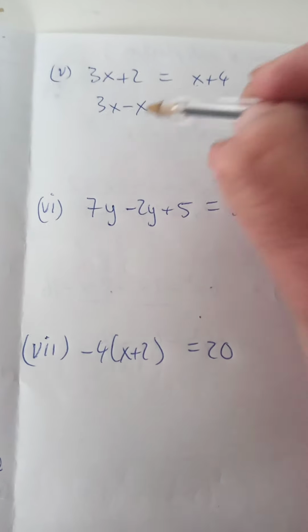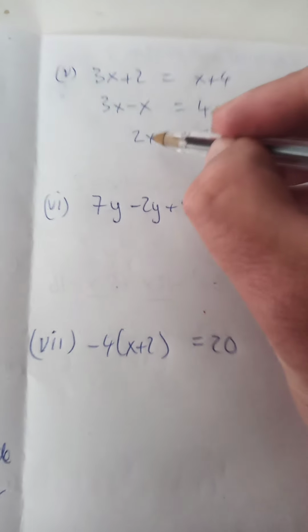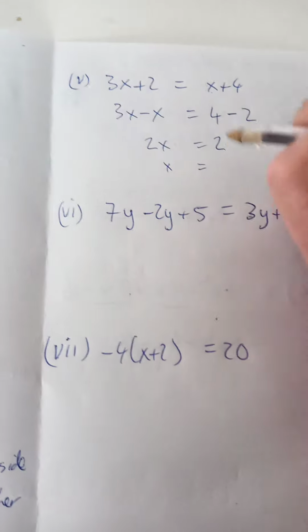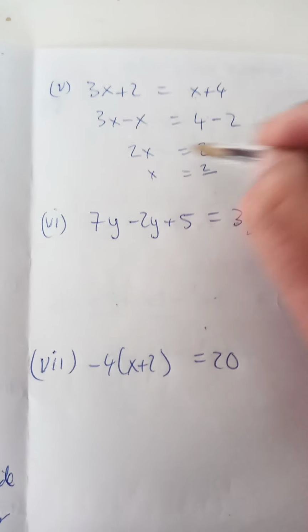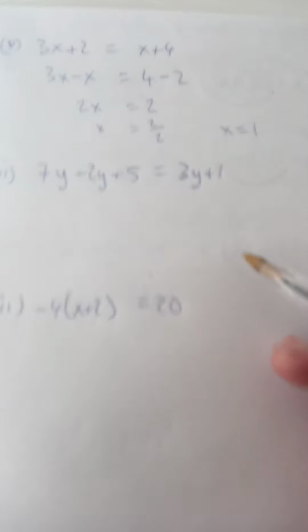Now simplify both sides. 2x equals 2. Solve for x. X equals, I bring that 2 across. It was multiplying on this side. When I bring it across, it divides. So x equals 1 is my answer.